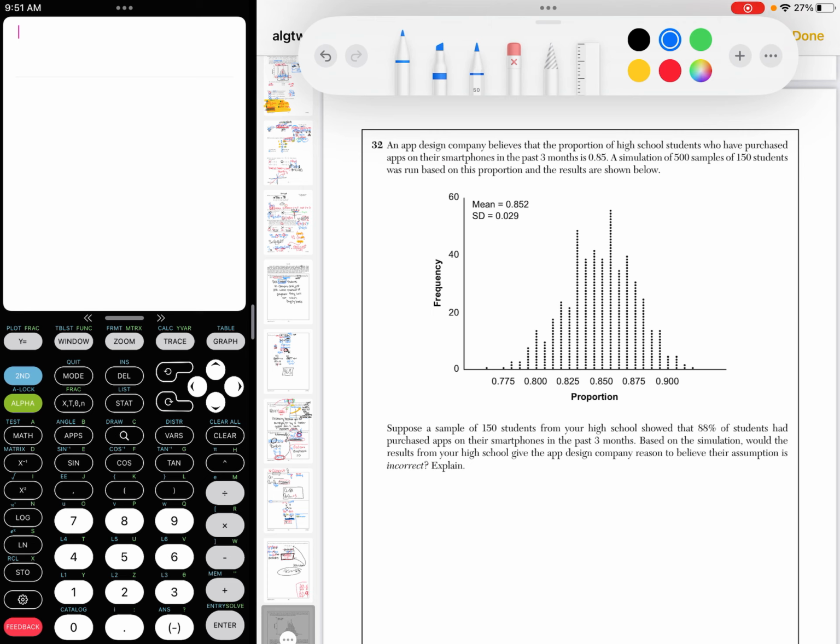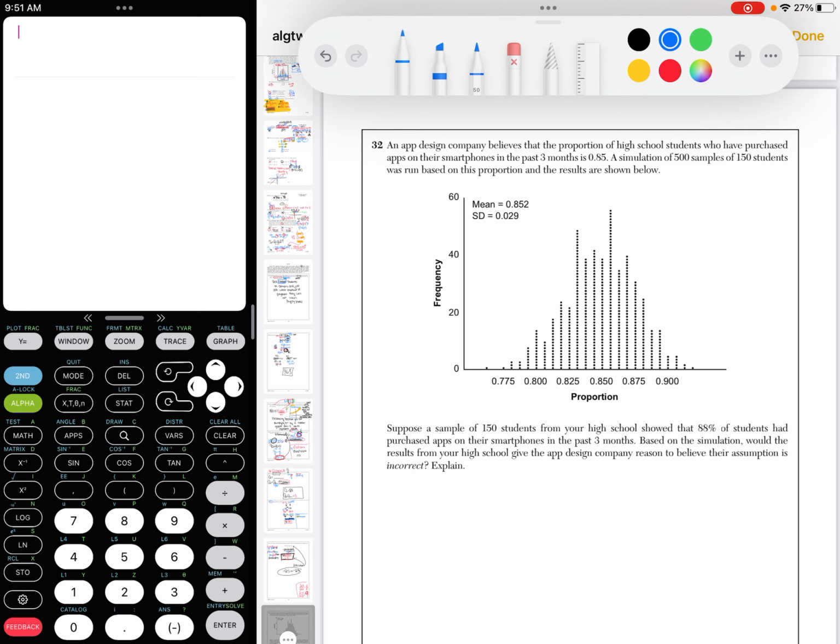I think this is the last one that we're doing. Awesome, we're almost done. So for 32, a little wordy. It's a statistics question. It's not super tough though, at least in my opinion, okay? So for 32, it says an app design company believes that the proportion of high school students who have purchased apps on their smartphones in the past 3 months is 0.85. A simulation of 500 samples of 150 students was run based on this proportion, and the results are shown below.